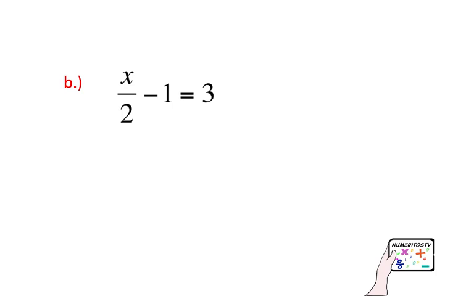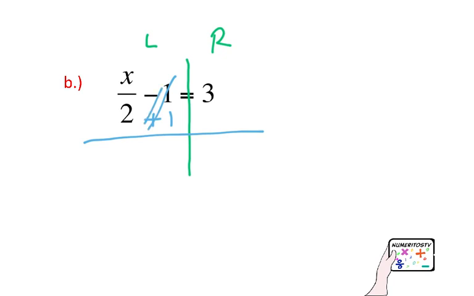Let's try this example. I have my equation left and right. So here we have x divided by 2 minus 1 equals 3. So inverse of the order of operations, we need to get rid of that 1 first, that is subtracting. So the inverse operation will be adding. That will cancel that out. Don't forget the balance. So I do the same thing in the other side. So I have x over 2, or x divided by 2 equals 4.